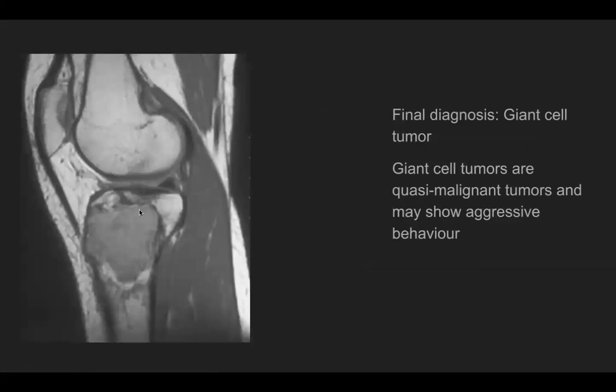And on MRI, again, you can see the subarticular tumor, which is the giant cell tumor. So remember, giant cell tumors are not entirely benign tumors. In fact, they are classified by many authors as quasi-malignant tumors because sometimes they show aggressive behavior. So in giant cell tumor, you may even get a cortical break. You may also get a small amount of extraosseous soft tissue component because they are quasi-malignant tumors. But in this case, it's benign.